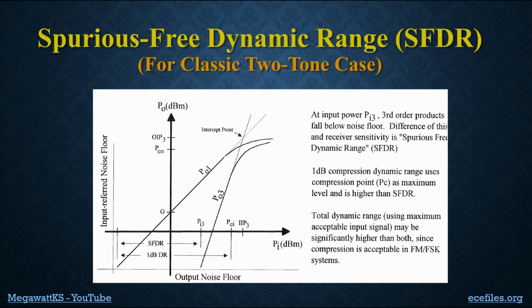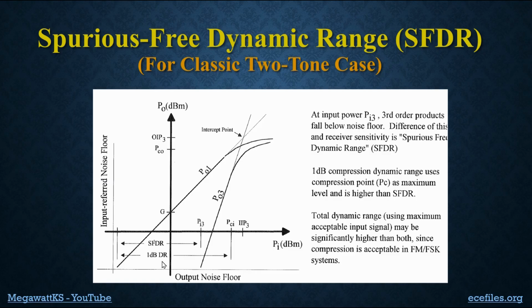So what we really want to have happen is we want the interfering signals, these would be the two-tone signals that are on this curve, we want them to be small enough in amplitude, say down here or so, that the third order products fall below the output noise floor. And in this graph, that point is labeled as PI3, input power third order. I don't know why I labeled it that. It's a dumb label. But the difference between that input power and the noise floor is called the Spurious Free Dynamic Range.